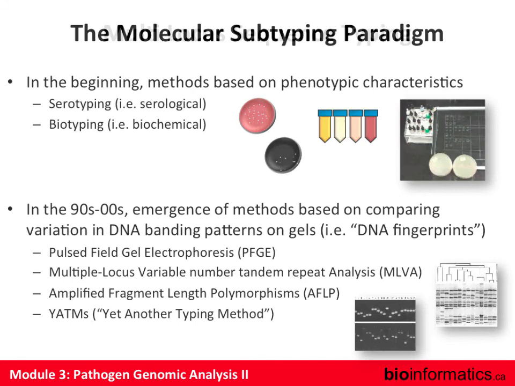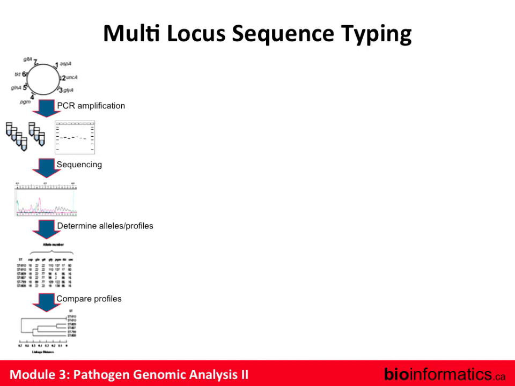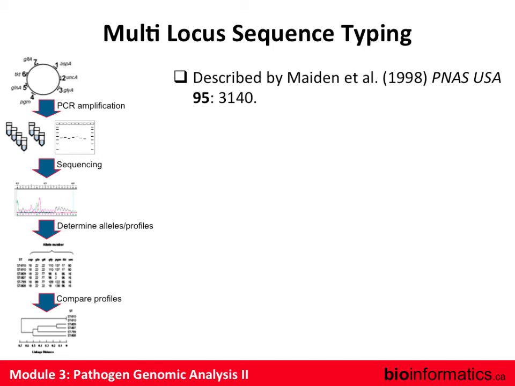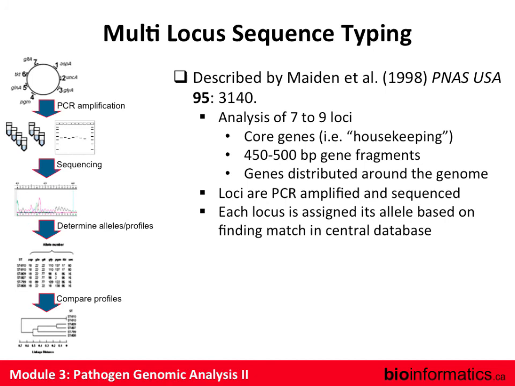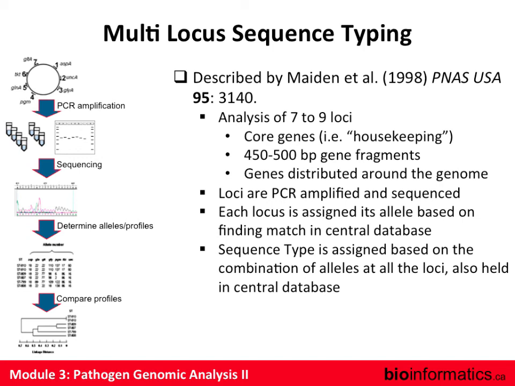So enter MLST. And one of the really cool things about it, I can say in retrospect, is that it relies on amplifying 7 to 9 genes, sequencing them, and analyzing that data. The reason it became really important is because sequence data, unlike a lot of the fingerprinting data that we were using before, is a lot more amenable to standardization. So it's easier to compare sequence data across labs than it is to compare gels. So it really took off in terms of popularity.